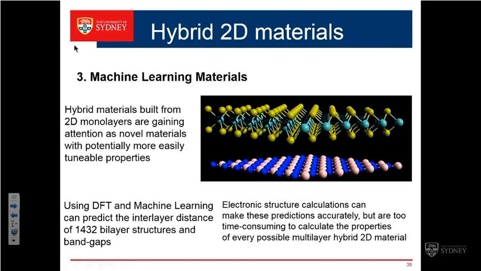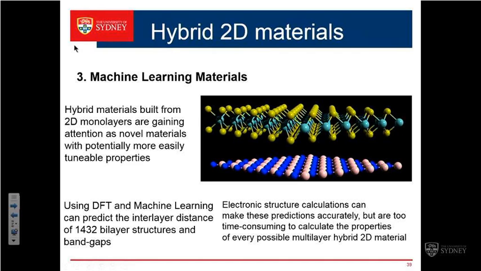But now people are starting to put these layers together and see how the properties are different, 2 layers or 3 layers or whatever, of different freestanding structures. It's quite exciting because the experimentalists can now control a lot of these 2-dimensional structures.